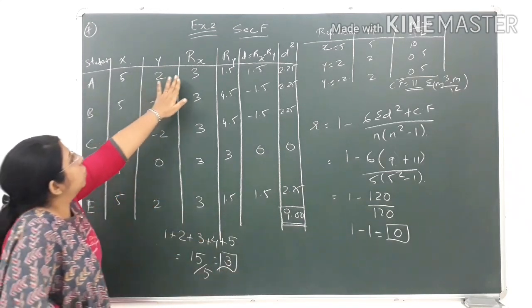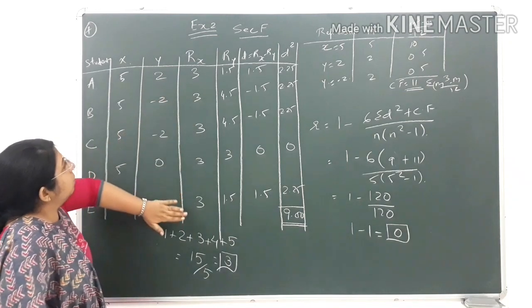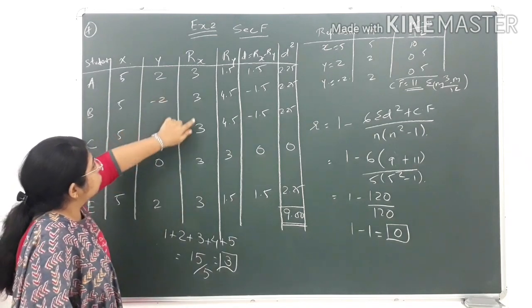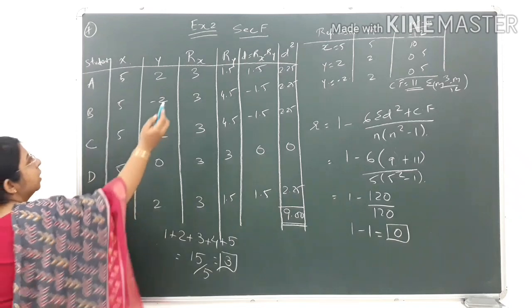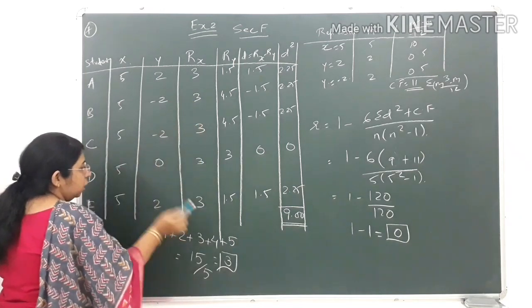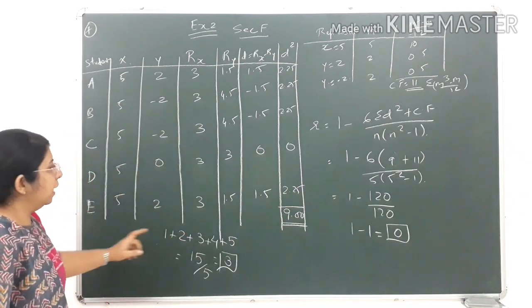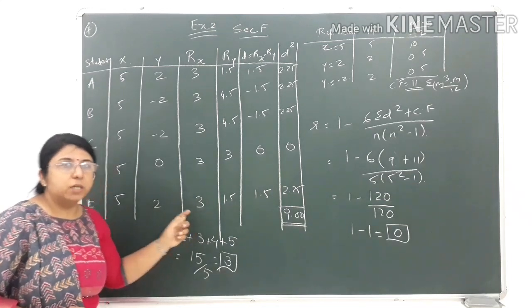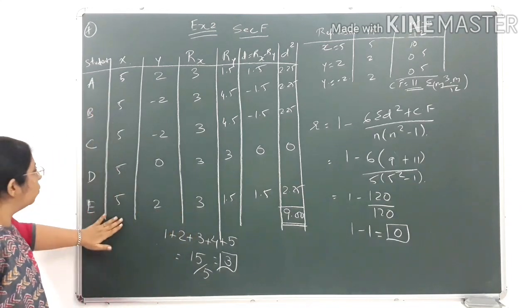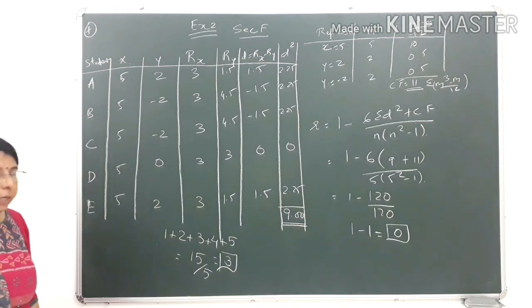So each and every student of variable X will be getting the rank 3. So you can see in Rx I have placed 3 everywhere. This is the average rank that we have given to all the 5 students, and all the 5 students are getting equal marks in reasoning ability.